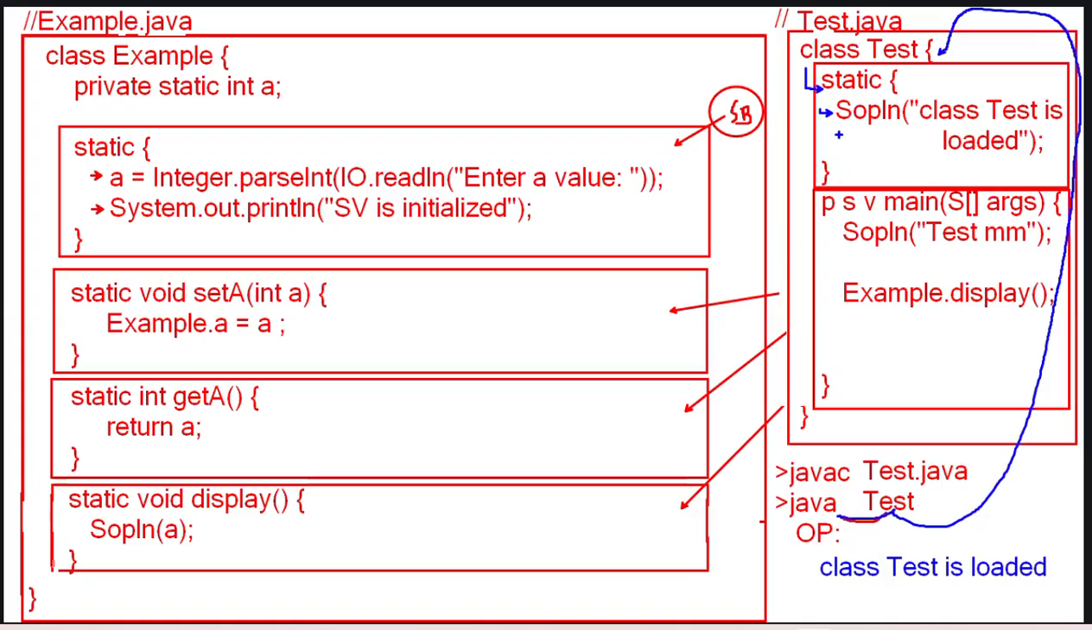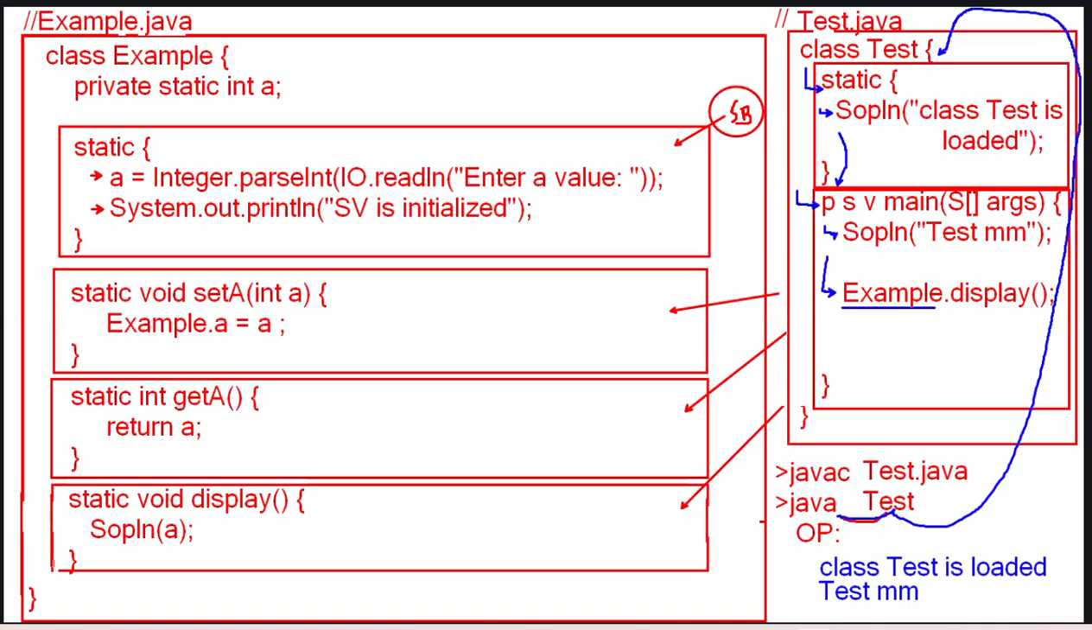After static block execution completes, control goes out. After the static block, the invoked member is executed. Which member does the java command invoke? The main method. So it goes to the main method. Everyone understand why the main method is executed? Because the java command calls the main method. Then what message is displayed? Test main method.